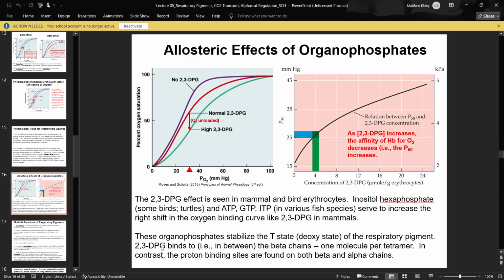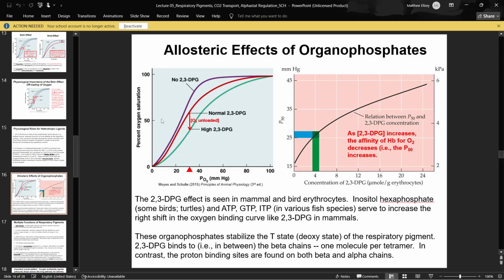Respiratory pigment 2,3-DPG binds in between the beta chains, one molecule per tetramer. In contrast, the proton binding sites are found on both beta and alpha chains. So this is just going to bind to the beta chains, but nevertheless, we're going to see that a high 2,3-DPG is going to again shift our oxygen binding curve to the right, and it's going to decrease the affinity of hemoglobin. As the 2,3-DPG increases, the O2 affinity decreases and the P50 increases, right?